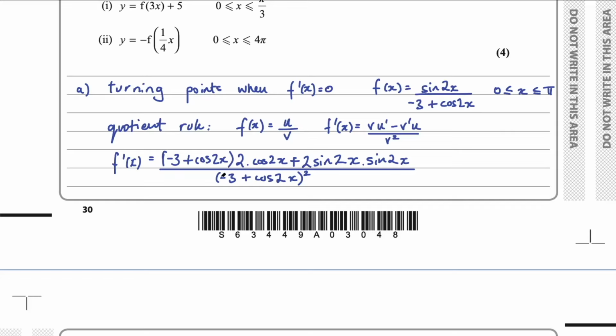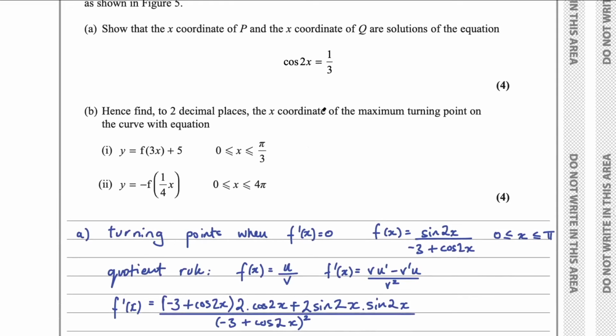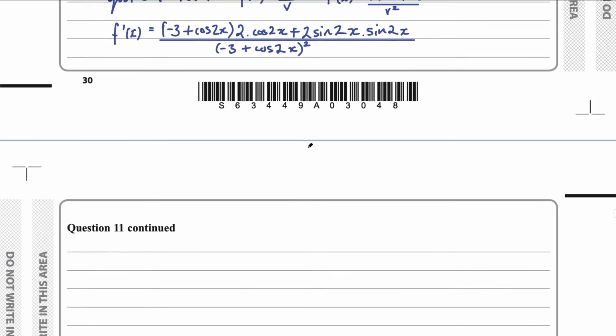Now we want to try to simplify this down to cosine of 2x equals a third. So the next step, for me, would be to expand these brackets, and then also looking at this sine 2x, we could write that as sine 2x squared. So firstly, expanding those out, we would get negative 6 cosine 2x, plus cosine 2x times 2 cosine 2x would be plus 2 cosine squared 2x, plus 2 sine squared 2x.